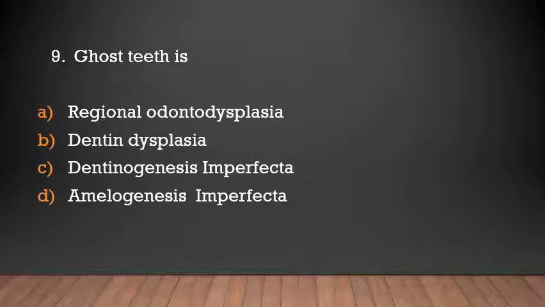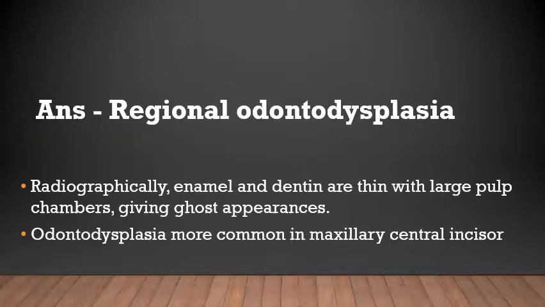Ghost teeth is: regional odontodysplasia, dentin dysplasia, dentinogenesis imperfecta, amelogenesis imperfecta? Regional odontodysplasia. Radiographically, in regional odontodysplasia, enamel and dentin are thin with large and wide pulp chambers that give a ghost appearance. Odontodysplasia is more common in the maxillary central incisor.